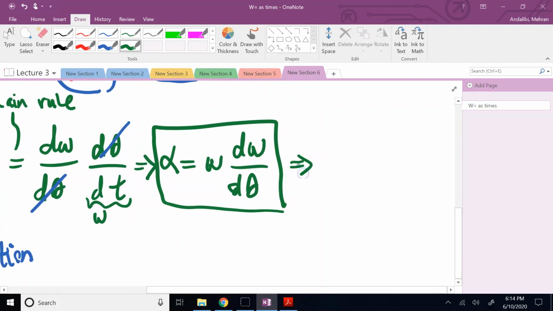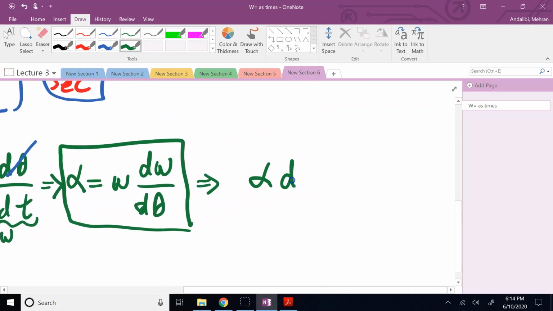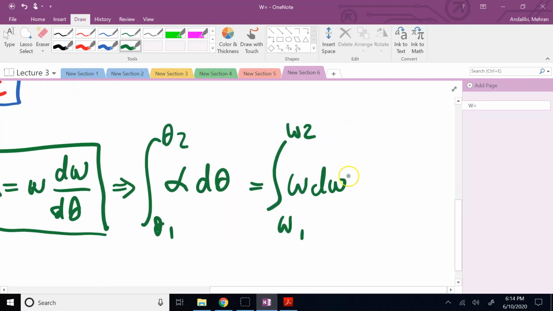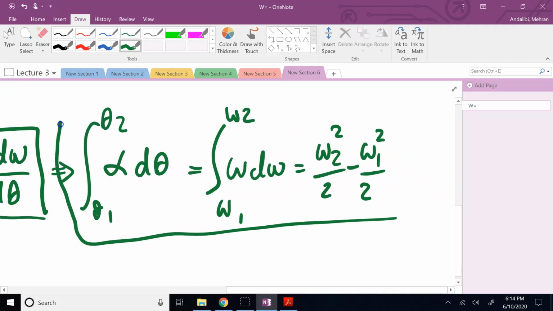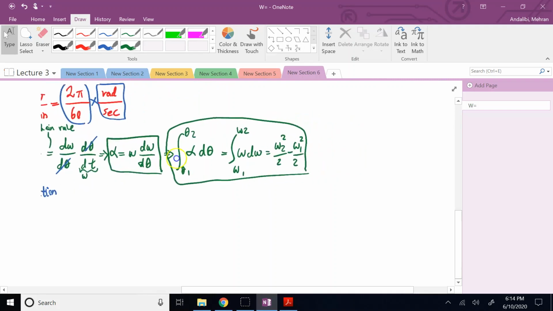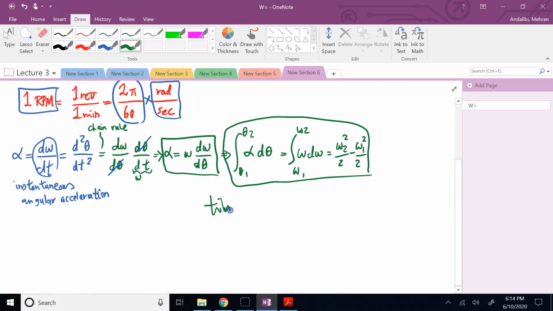Or, if you want, I can cross-multiply and get alpha d theta equals omega d omega, and then I can integrate it. This is from theta 1 to theta 2, this is from omega 1 to omega 2, and so this is going to be omega 2 squared over 2 minus omega 1 squared over 2. Therefore I can call this, or the equivalent differential form of it, the time-independent equation for angular motion.